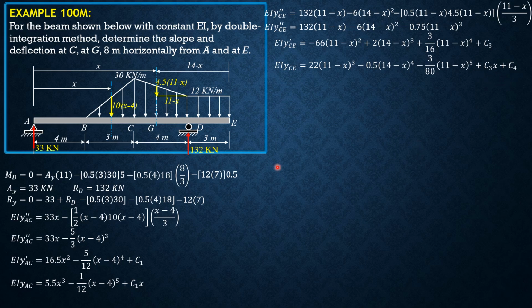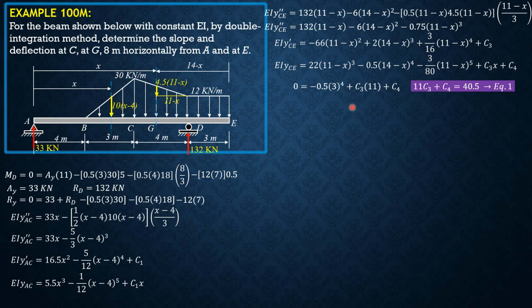For the boundary condition, when x is 11, YCE is 0 or YD is 0, so 0 equals 11 minus 11, 0, this is 0, this is negative 0.5 times 14 minus 11, so 0.5 of 3 to the 4th, this is 0, then plus C sub 3 times 11, then plus C sub 4. So 11 C sub 3 plus C sub 4 equals 40.5. Call that equation 1.